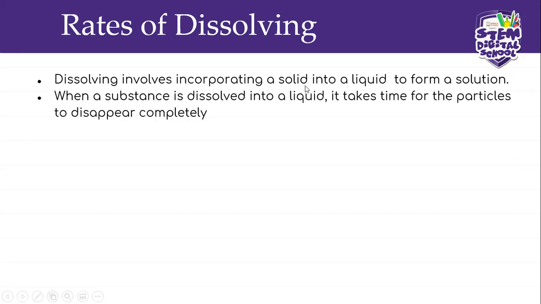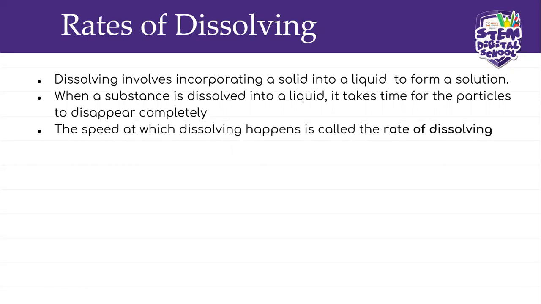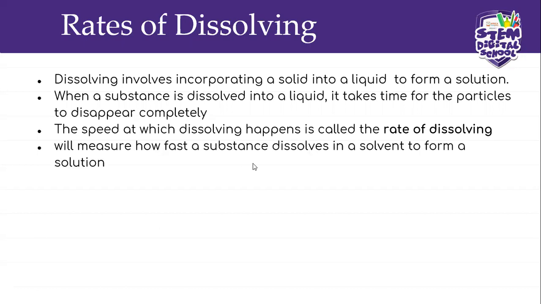Right, then the next point is that when a substance is dissolved into a liquid, it takes time for the particles to disappear completely. These particles are referring to the particles of the solute, okay? And the speed at which dissolving happens is what we call the rate of dissolving, all right? The rate of dissolving basically measures how fast a substance dissolves in a solvent to form a solution.